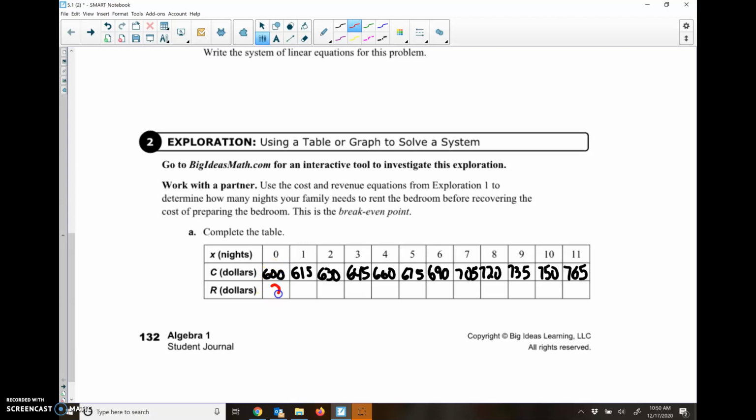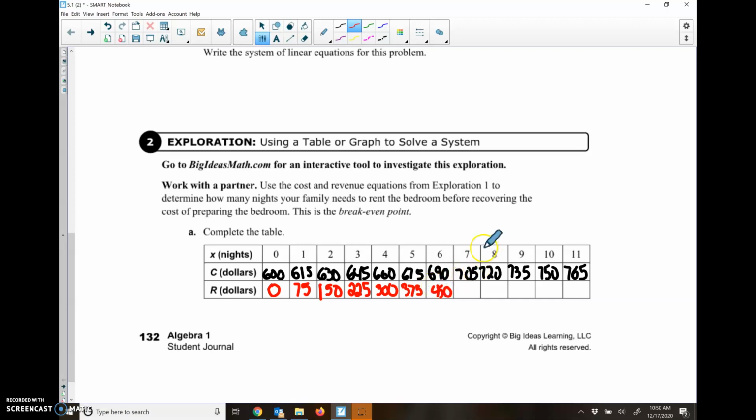Let's pretend no one has rented the room, so your parents have made no money. After 1 night someone's there, they paid them $75. So now your parents made $75, but it still cost them $615. So they're really not making money yet. And then after 2 nights, they're at $150. All right, so we're getting closer. And then $225, and then $300. Still about $330 off there. Or $360 off there, sorry. Now we're at $375. Now we're $300 off even.